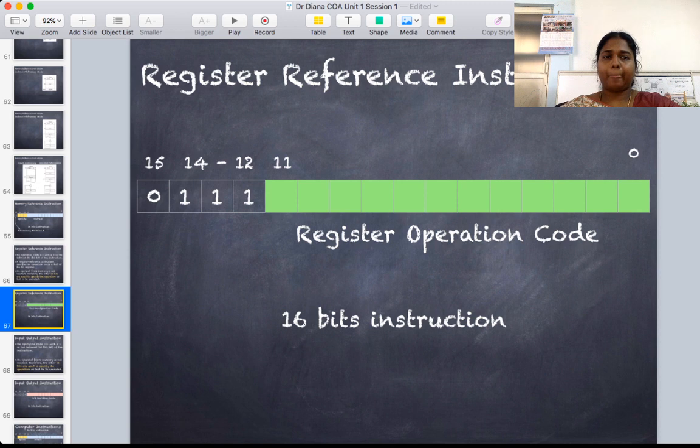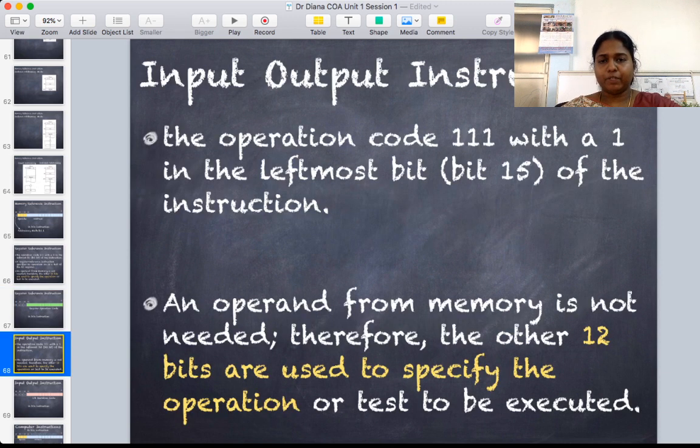Then the last type of instruction is the input-output instruction. In an input-output instruction, the opcode is given as 111 and the leftmost bit, or the MSB, or the addressing mode bit, is always set to 1. So the first 4 bits are going to be 1111. And just like the register reference instruction, I am not going to use the rest of the 12 bits to indicate any address in the memory. So those 12 bits can be used to specify the operation to be performed.